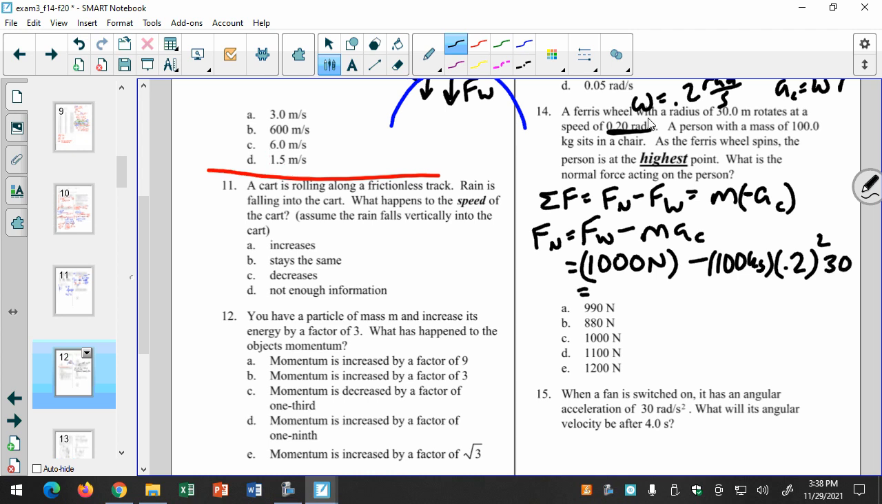Well, I know it has to be less than 1,000, so it gets rid of these. I think it's probably B. Is it B? I'm pretty sure it's B. So that is equal to 880.